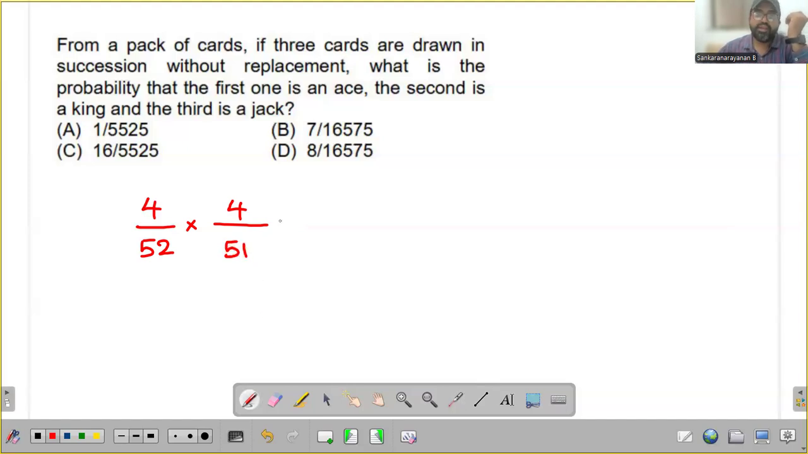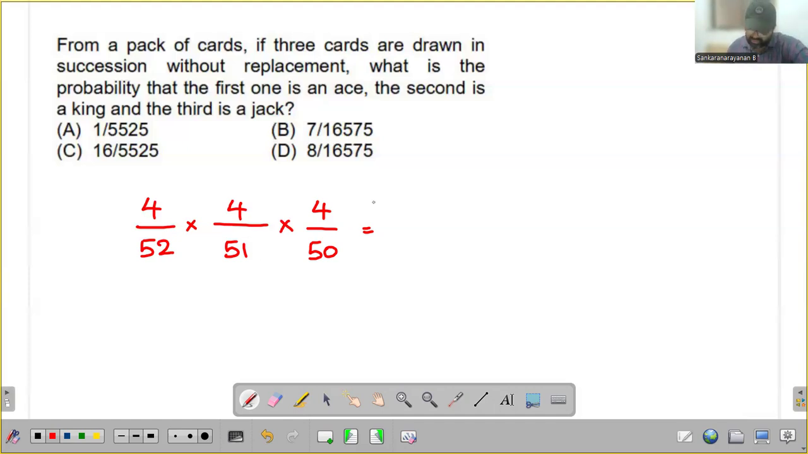Now you can see that 2 cards are drawn, the first one an ace and the second one a king. 2 cards have gone, so you have only 50 cards in that bulk. Now the third one has to be a jack. You can see that all the jack cards are intact, so the favorable outcome is 4 out of a total of 50. Got it? So the first being an ace, the second a king and the third a jack, it is 4 into 4 into 4 by 52 into 51 into 50.